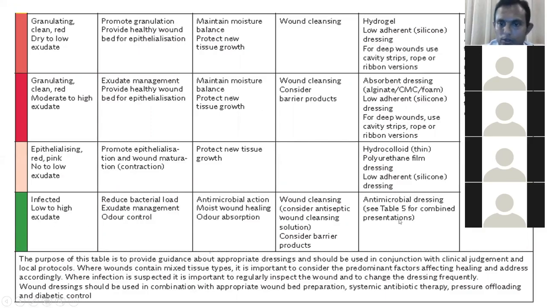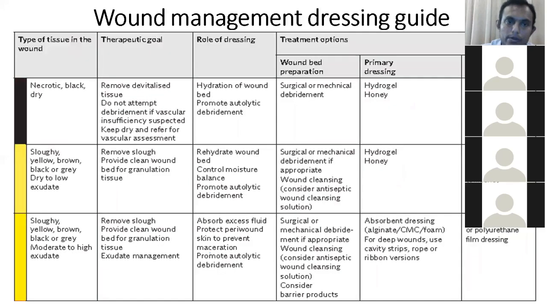Then infected wounds, you need an antimicrobial dressing. But those are not superior to proper management of infection with other measures. If you have necrotic tissue, what do you do? You have to hydrate and promote autolytic debridement. So I agree with hydrogel. Honey, of course, in the Sri Lankan setting, is very difficult to manage. So you can actually put 8-hourly saline dressings also.